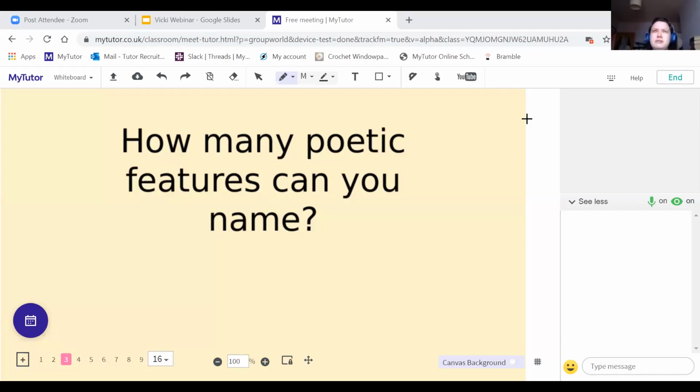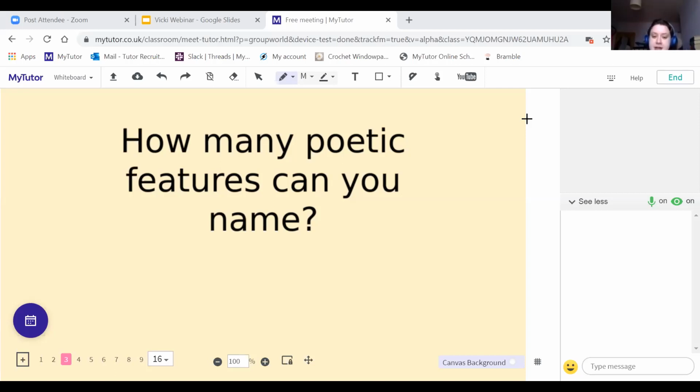I taught last year to a group of Year 9 students. I taught Only a Pawn in Their Game, which is a Bob Dylan song, but is very poetic. He won the Nobel Prize for Literature a few years ago, and it's all about sort of war and conflict, and the stanzas are shaped in sort of the shape of a gun. It's really, really clever.